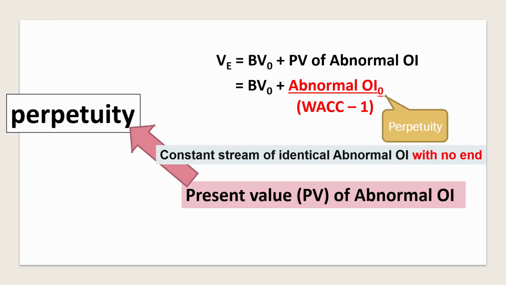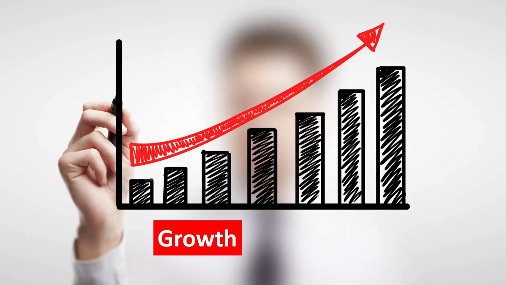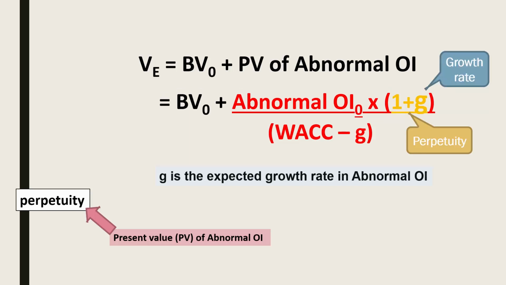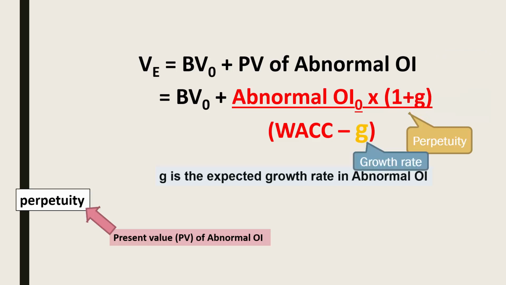We could also include growth, for example by a constant growth rate each year, such as 4%. If we were to assume a constant growth rate in abnormal operating income, we could express our economic profit model as value of equity equals the current book value of equity plus current abnormal operating income times 1 plus the growth rate G, divided by the cost of capital for operations minus the growth rate.